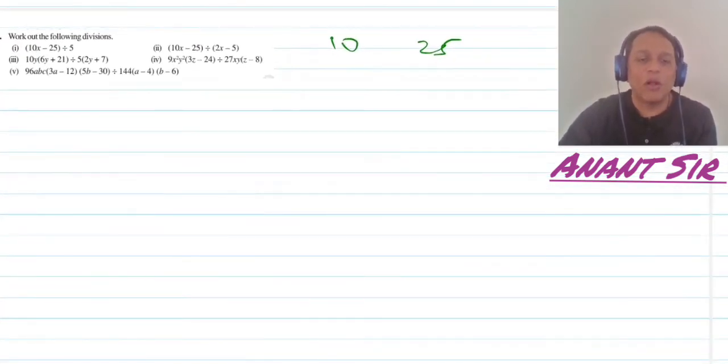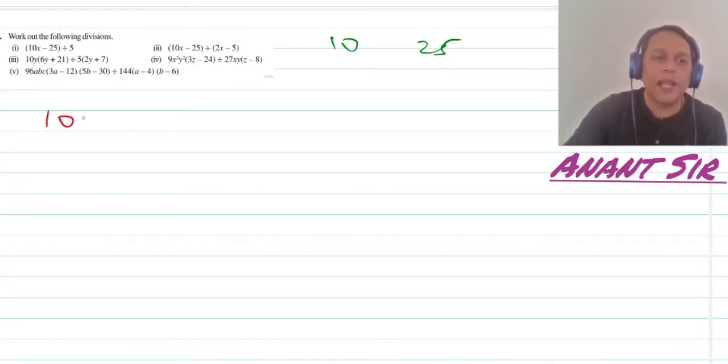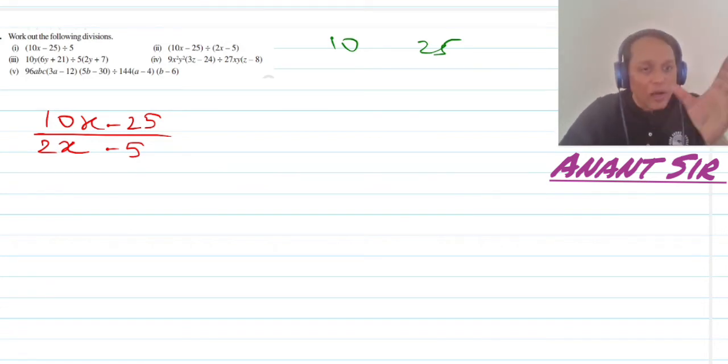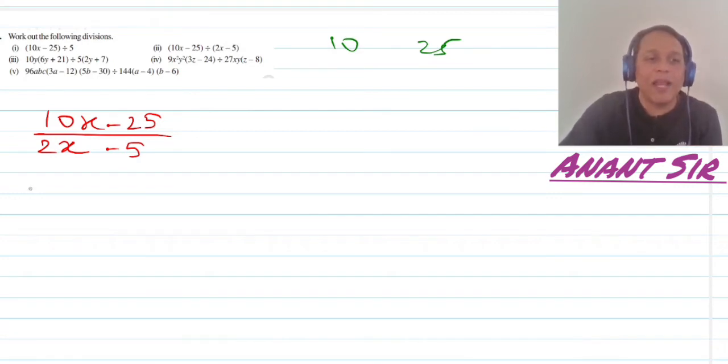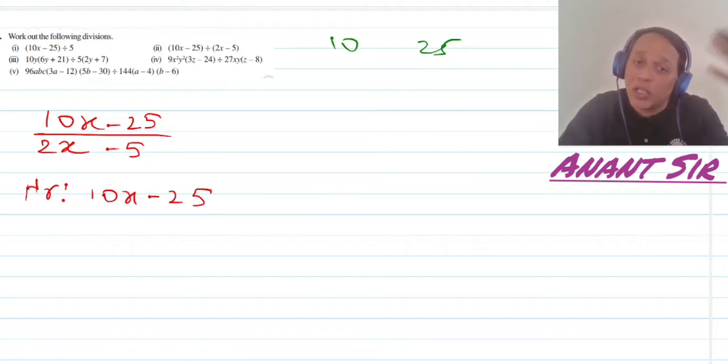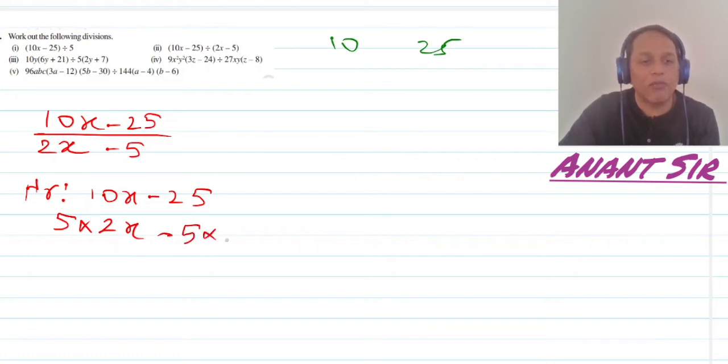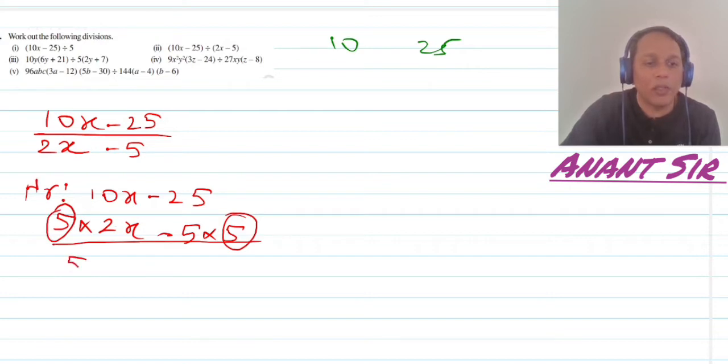So we move on to the next question now. It is 10x minus 25 divided by 2x minus 5. Now we are also dividing by a binomial. So now we have to factorize only. So for the numerator 10x minus 25, we are first going to factorize it, which we just did in the previous question, right? So 5 2s are 10 with x as it is, 5 5s are 25. Now in the two terms we can take 5 common. Now what remains is 2x minus 5.